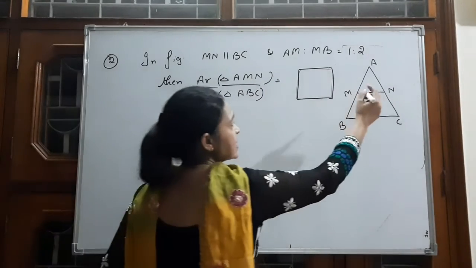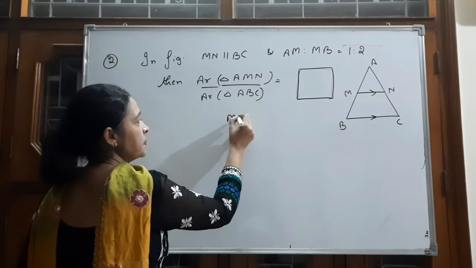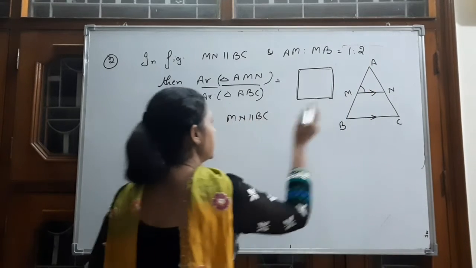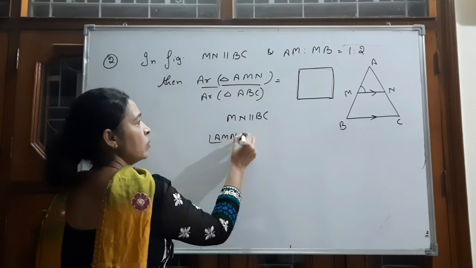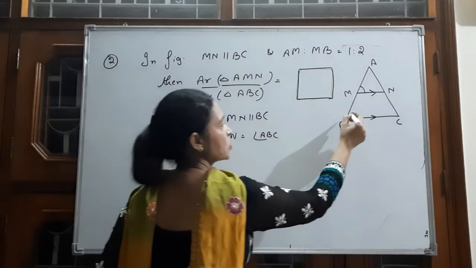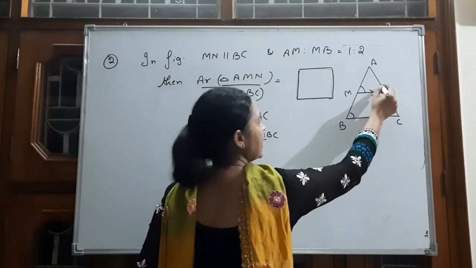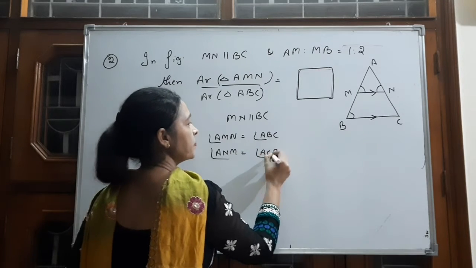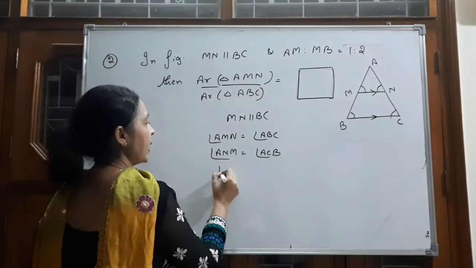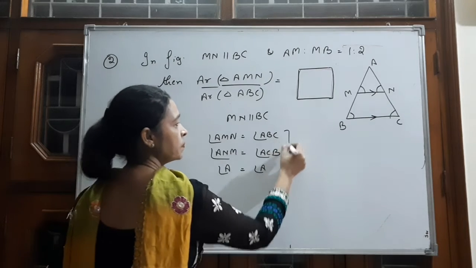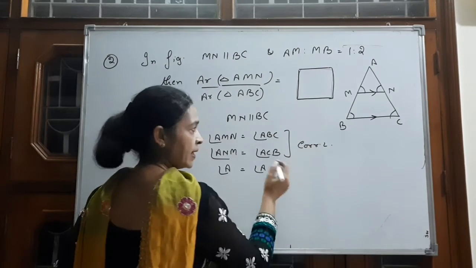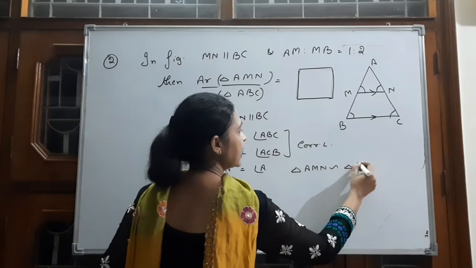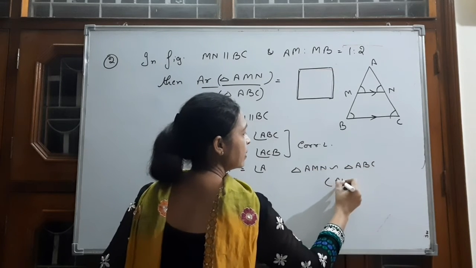Now, since MN is parallel to BC, angle AMN equals angle ABC, corresponding angles. Angle ANM equals angle ACB, these are also corresponding angles, and angle A equals angle A, common. Therefore, triangle AMN is similar to triangle ABC. By which criteria? AAA.